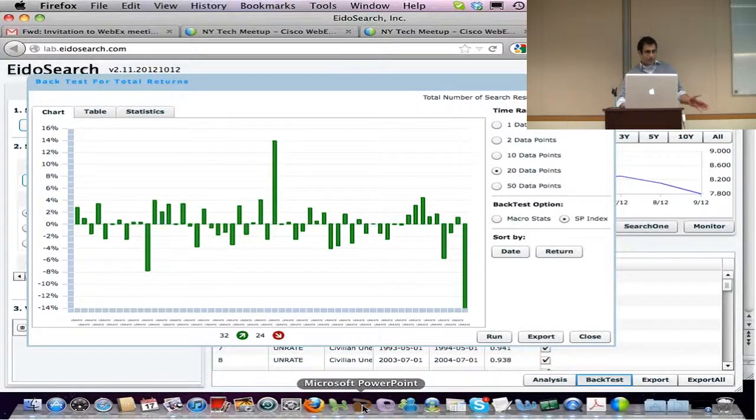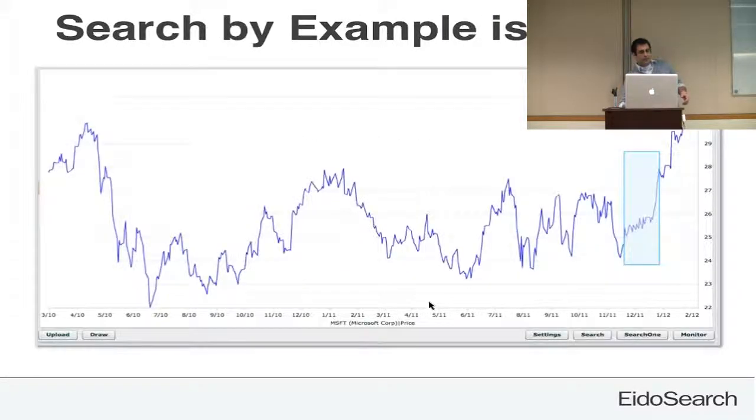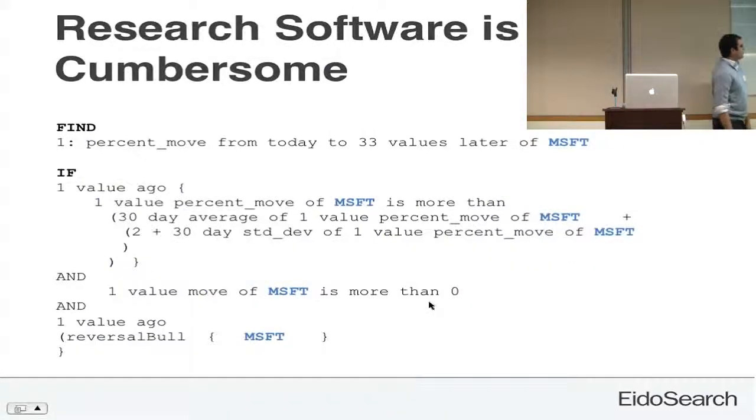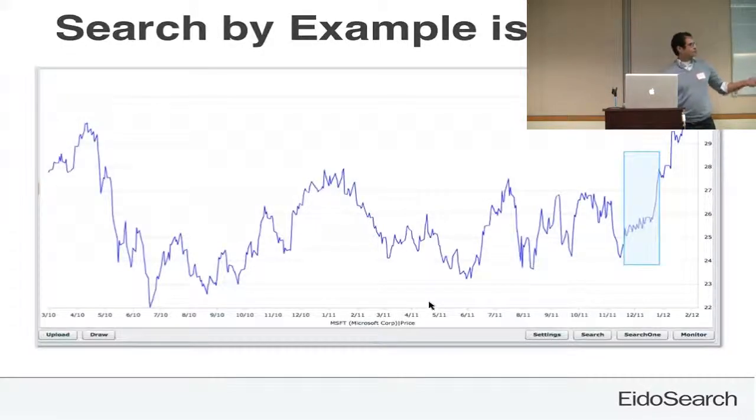So that's the flavor of the product. Just for comparison's sake, here's a typical query. It looks complex. It's a very simple idea. When Microsoft is up a lot in a day relative to the last 1 month, what tends to happen in the next 1 month? So you're a trader, you're looking at your screen, Microsoft spikes. Okay, either you do this coding, you spend significant time becoming proficient in a programming language and expressing the query, or you use our system.